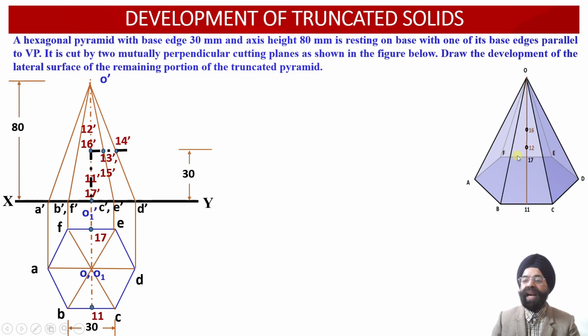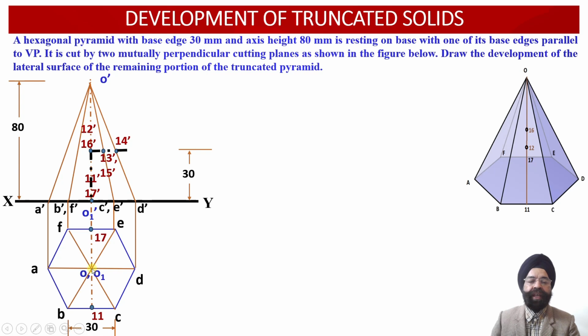Similarly, onto this slant generator, that is O17, again if we measure 30 millimeter from the axis, we'll obtain the point 16 onto O17. Point 12 has been obtained onto this artificial generator O11 over here. So this way, the 2 points of intersection 12 dash and 16 dash will be common to both the cutting planes over here. Now with this information, let us proceed to evaluate the development of the lateral surface of this hexagonal pyramid.